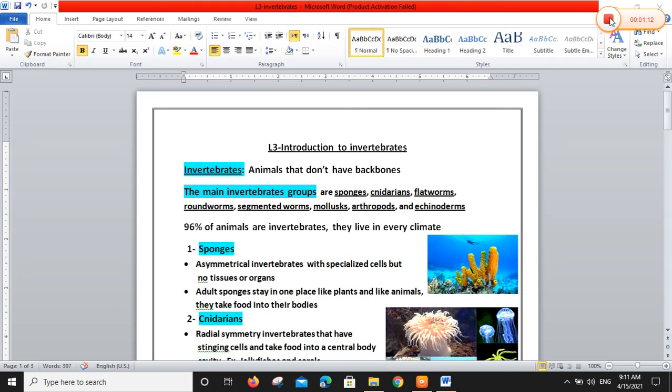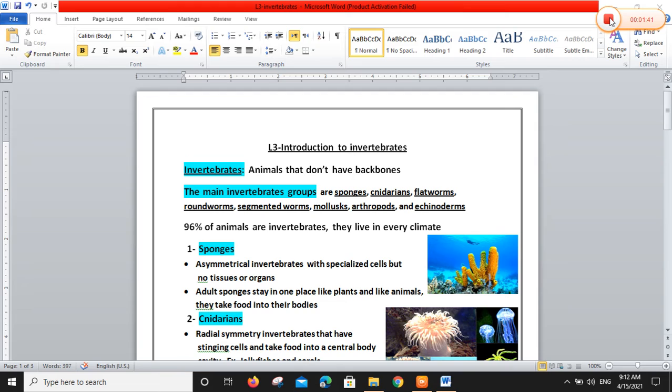96% of animals are invertebrates, so only 4% are vertebrates. Mammals, amphibians, reptiles, fish and birds, all five classes of vertebrates, make up only 4%. And 96% of animals are invertebrates. They live in every climate.